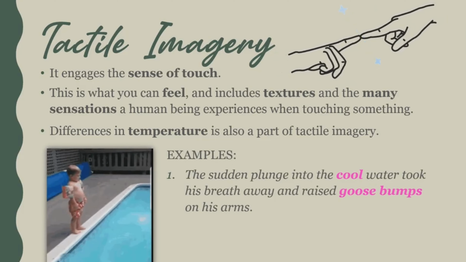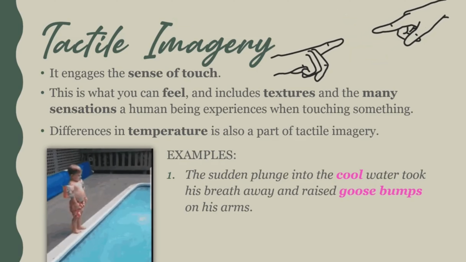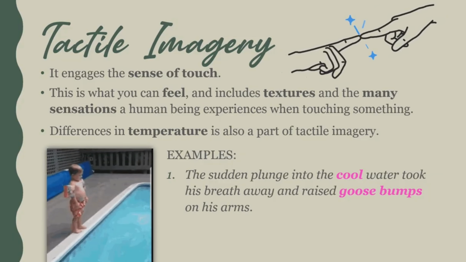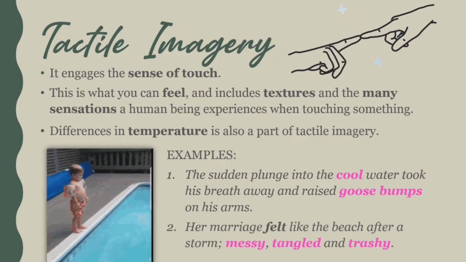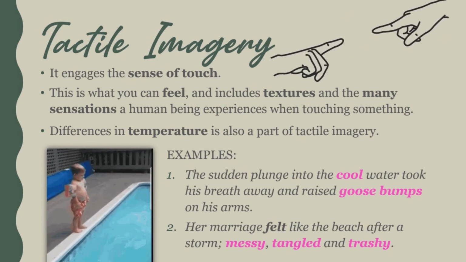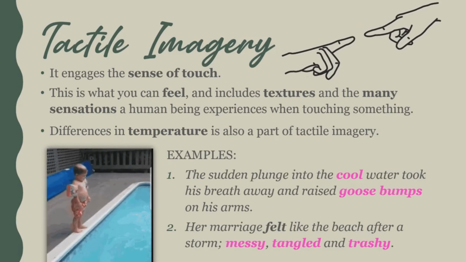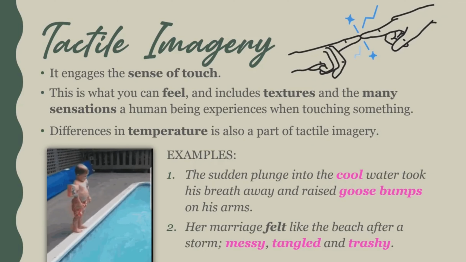Examples: "The sudden plunge in the cool water took his breath away and raised goosebumps on his arm." The words cool and goosebumps describe the sensation that you feel whenever your body suddenly feels cold. And now let's proceed to the next example. "Her marriage felt like the beach after a storm, messy, tangled, and trashy." The second sentence made use of adjectives to describe feeling. These terms connote that the marriage is unhealthy.